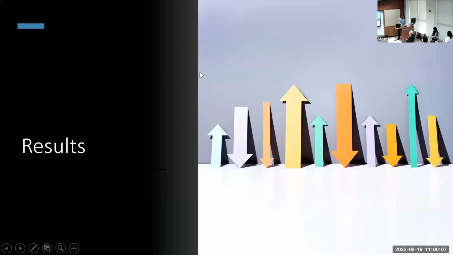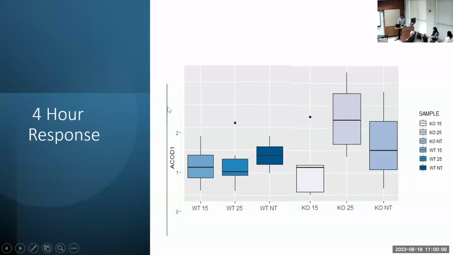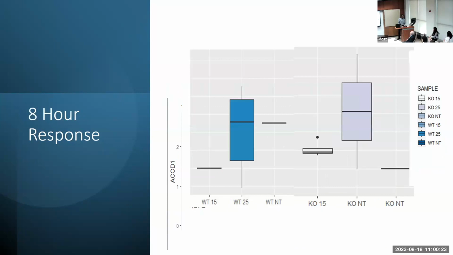For our results, the wild types are relatively the same, but when we look at the knockout cells, there's a huge difference from the wild types, especially the knockout 25 cells. For the 8-hour response, it's similar. The wild types are relatively the same, but when we look at the knockouts, we can see higher levels.